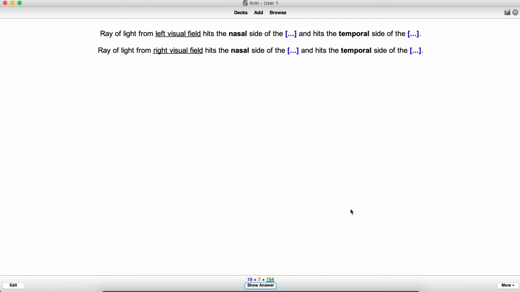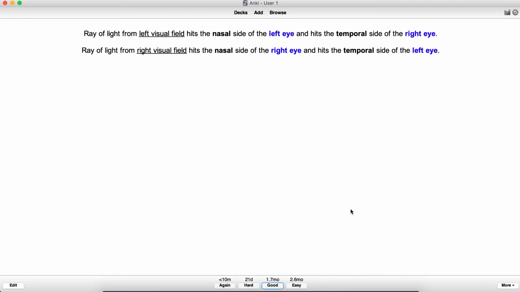Ray of light from the left visual field hits the nasal side of the left eye and it hits the temporal side of the right hemisphere. Ray of light from the right visual field hits the nasal side of the right eye and hits the temporal side of the left hemisphere. Left eye: nasal side of the left eye and temporal side of the right eye.